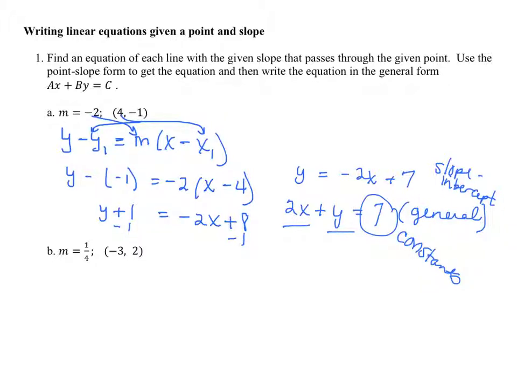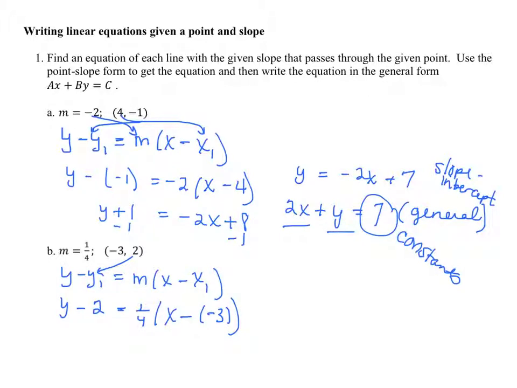Let's do another one. So it's y minus y1 is equal to m(x take away x1). So here we go. y minus 2, because that's the y value. m is 1/4. x minus a -3. Now let's clean this up a little bit. There's a couple ways to do it.